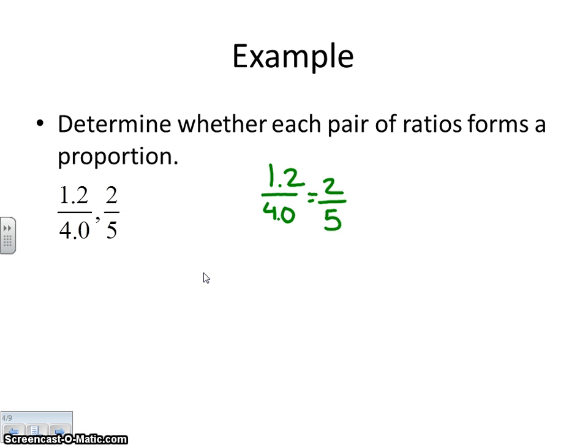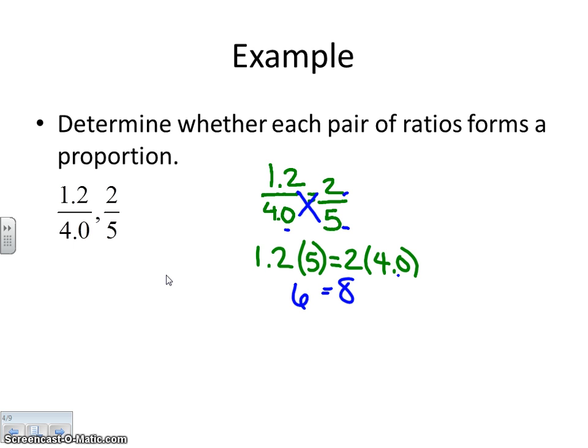So you should have 1.2 times 5 equals 2 times 4.0. How I found that was I did that cross product in order to get 1.2 times 5 and 4.0 times 2. Now, 1.2 times 5 is 6, and 2 times 4.0 is 8. Does 6 equal 8? No, it doesn't. So in this case, this is not a proportion. How we're looking for a proportion is that these numbers are going to be equal. If they don't, then it's not a proportion.